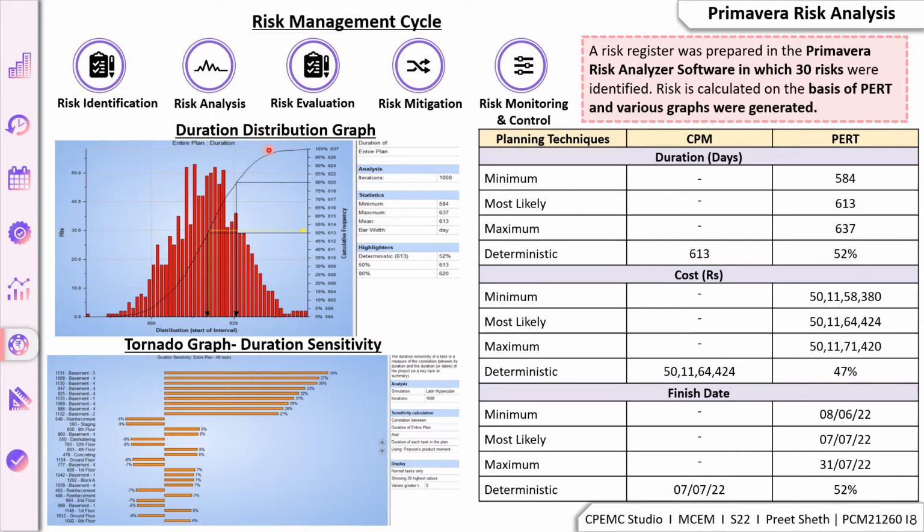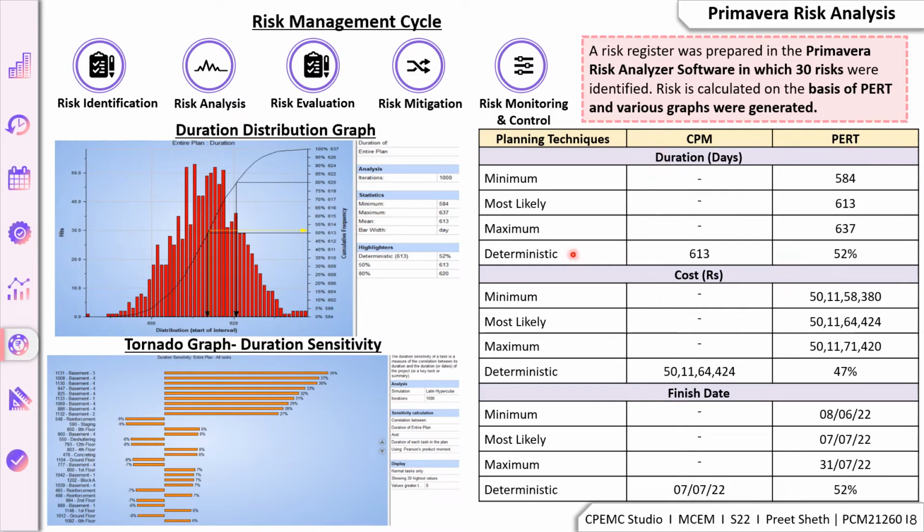Talking about the first graph, which is a duration distribution graph. From the duration distribution graph we can say that this yellow arrow shows that there is 52% probability that the project would get completed in 613 days. And talking about the second, which is the tornado graph. Tornado graph tells us the impact of one particular activity on the entire project. From the tornado graph of duration sensitivity, we can say that the activities related to basement 3 will have maximum effect on the project duration, which is around 37%. And finally, a comparison was done between the two techniques, CPM, which is the critical path method, and PERT, which is the program evaluation and review technique.